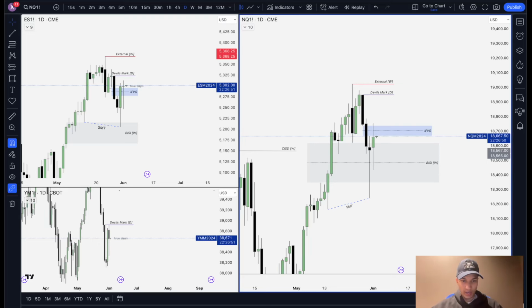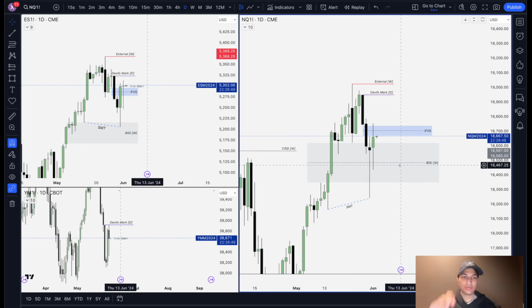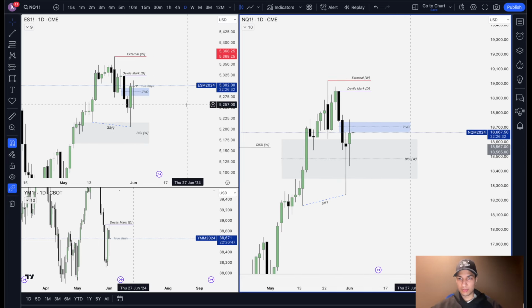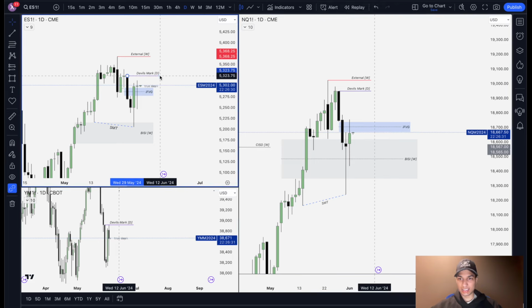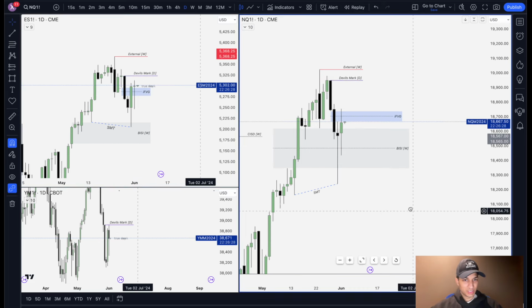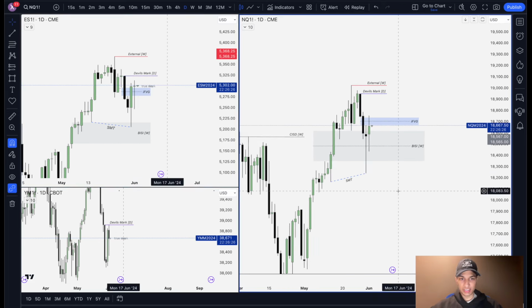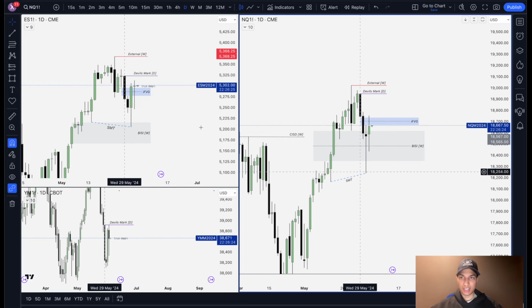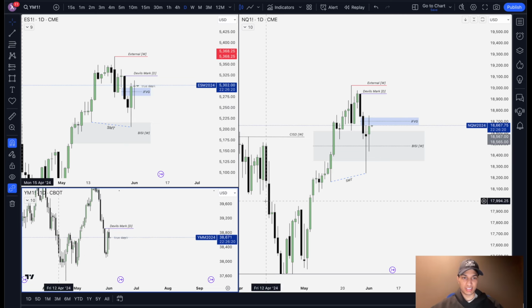So let's take a look at what happened today in the market. As we know, from the market analysis I posted yesterday on all three indices, we were looking for higher prices. So we can quickly break down what I did yesterday and why I was looking for higher prices on the indices.